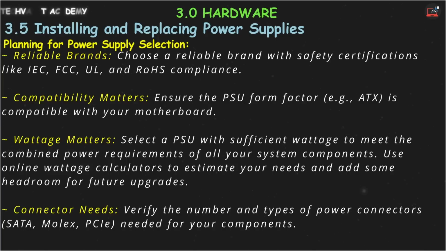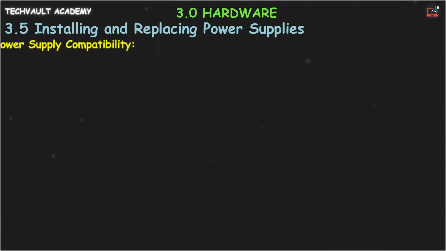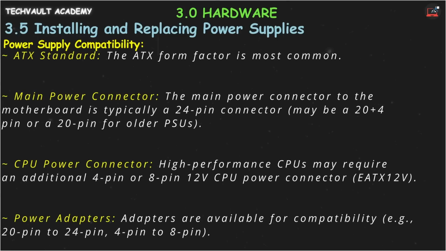Connector needs. Verify the number and types of power connectors, SATA, Molex, PCIe, needed for your components. Power supply compatibility, ATX standard. The ATX form factor is most common. Main power connector. The main power connector to the motherboard is typically a 24-pin connector, maybe a 20 plus 4 pin, or a 20 pin for older PSUs.